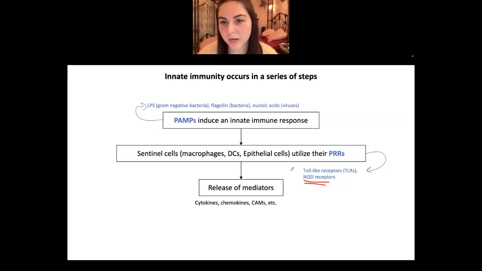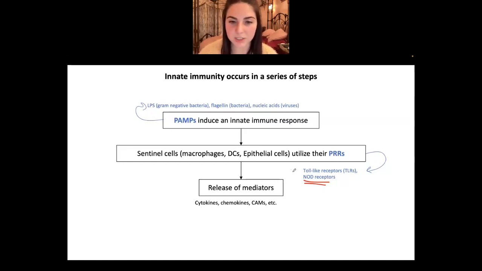Two examples of pattern recognition receptors are toll-like receptors, or TLRs, and NOD receptors. They're like the same thing. They just recognize different things. That specificity doesn't really matter. But these are examples of PRRs. These are what recognize the PAMPs. The PRRs are located on your sentinel cells, and the PAMPs are located on the invaders. And then from here, once we get that binding, the PAMP to PRR, we're going to get a release of mediators.